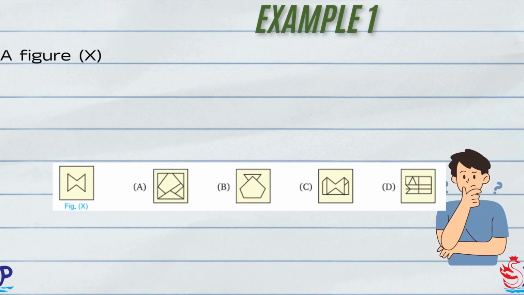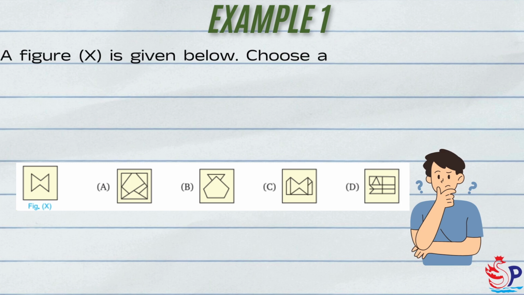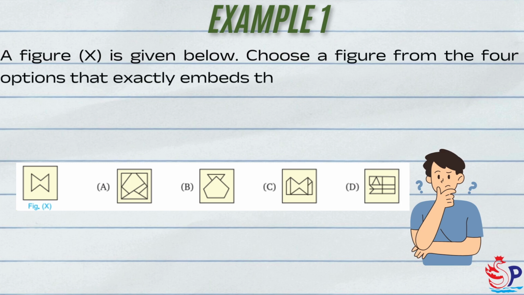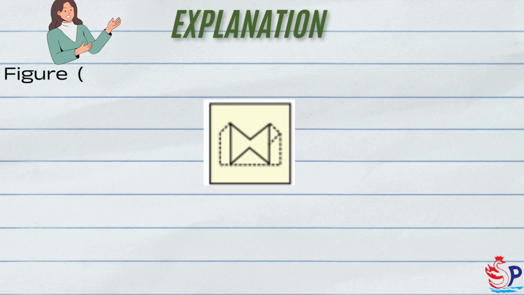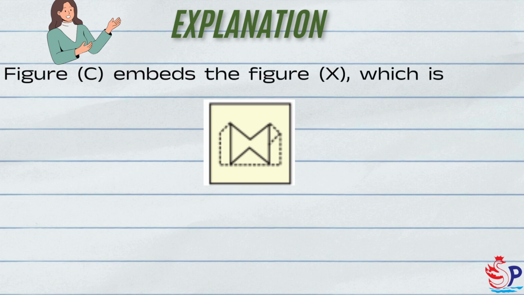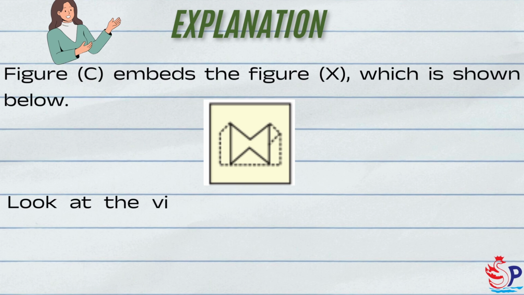A figure, x, is given below. Choose a figure from the four options that exactly embeds the figure x. The right answer is C. Figure C embeds the figure x, which is shown below. Look at the visual representation for a better understanding.